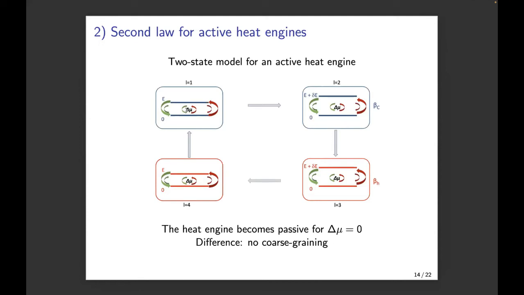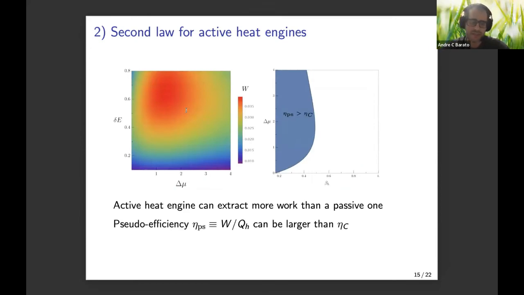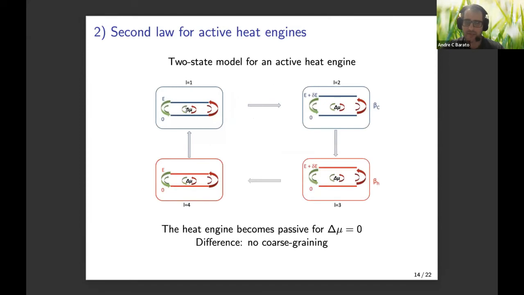Okay, so that would be an active heat engine. And now if I calculate everything from this active heat engine, again, it's an easy problem to solve. You can do everything analytically. I can get all the observables from the experiment. I can get that the extracted work of an active heat engine can be larger than its passive counterpart, which corresponds to delta mu equals 0. And I can get a region, which is the blue region here, where the pseudo efficiency, which is the work divided by the heat, is larger than the Carnot efficiency. I should point out again, when I'm talking about the heat, I'm only talking about the heat that comes from jumping between 0 and the up state. I'm not talking about the heat that is consumed by the free energy hydrolysis of the ATP. This I'm not taking into account.